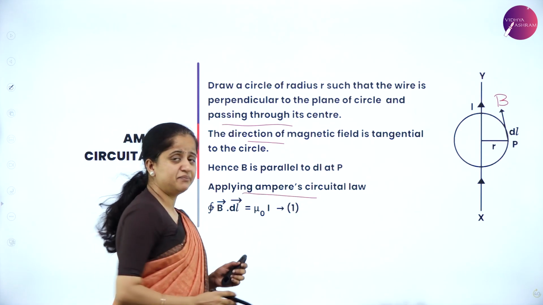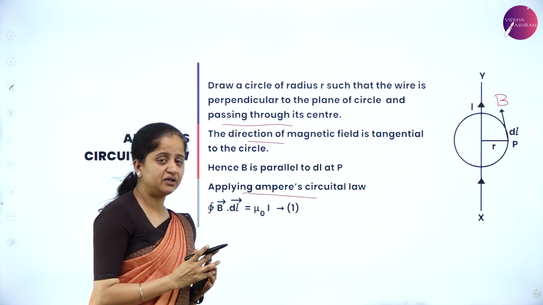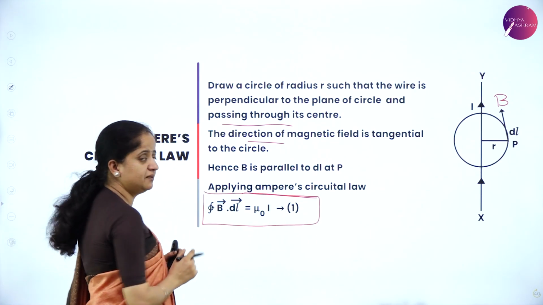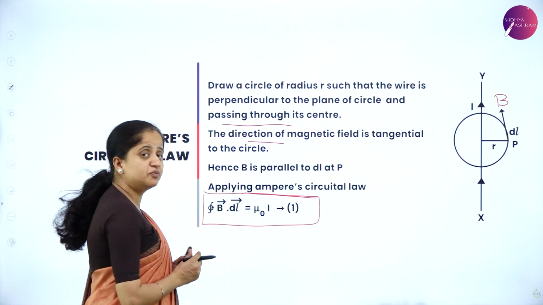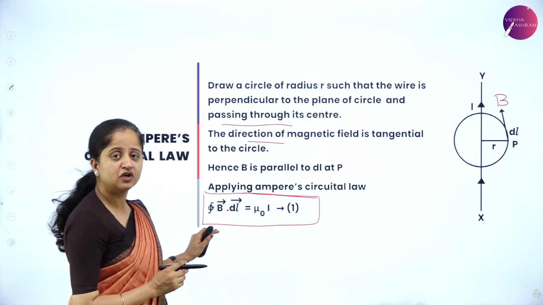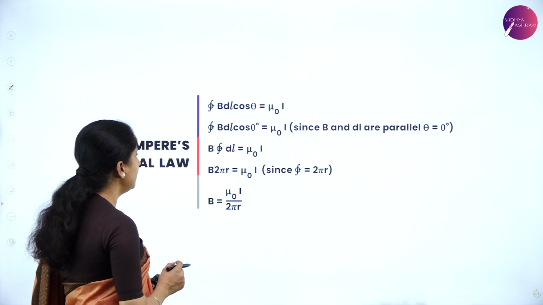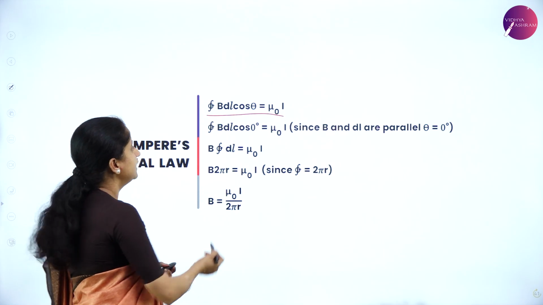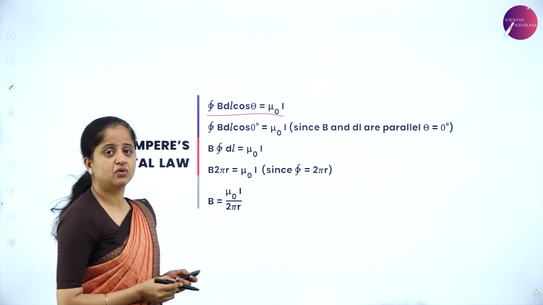So let us apply Ampere's circuital law before applying the theta value. Ampere's circuital law says that the line integral of magnetic field around any closed path is equal to mu naught times the current, that is, the closed integral of B dot dl is equal to mu naught I. This is my Ampere's circuital law. Since it is a dot product between B and dl, it is B dl cos theta is equal to mu naught into I.